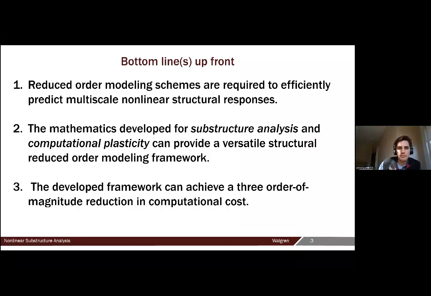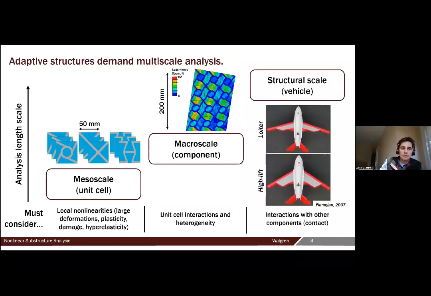Okay, so as a motivation, as I said before, adaptive structures demand multiscale analysis. In this example, I have a sweep morphing wing that goes between a loiter and a high lift phase, depending on the mission stage. In this problem, if we're not considering microscale damage, we have 3 distinct scales. We have the mesoscale of each unit cell, and at this unit cell scale, we need to consider any nonlinearity that happens within that cell: large deformations, plasticity, hyperelasticity.